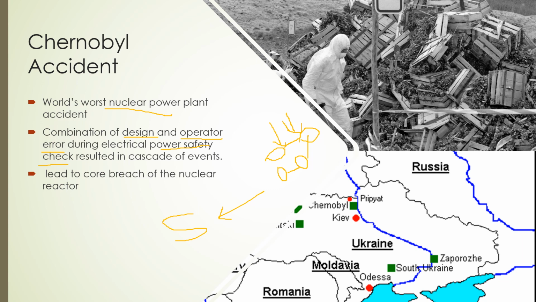Now, what happened in the Chernobyl accident is that it cascaded all the way to the core, and they got the worst possible explosion right there. Well, that's in Russia. Okay, so let's go to the next one.